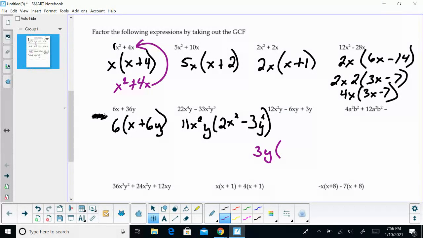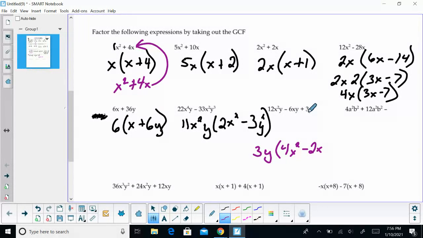Okay, so 3 times what gets me 12? 3 times 4. And how am I going to get that x squared? We're going to put it with our 4. And a y times 1 gets me y, so I don't need to write anything there. 3 times what gets me 6? 2. I need to include that x. And a y times 1 will get me y, so we're good there.